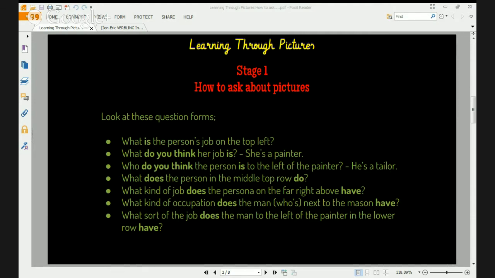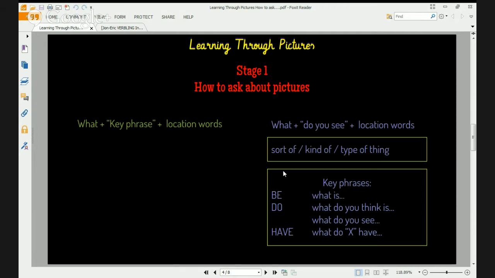So, just to finish up, let's go to the next slide where you can see the actual formula. As you ask the questions, think about this form. What, could be what, when, where, how, plus the key phrase you want to use, and then the location words. And there's an example on the right.